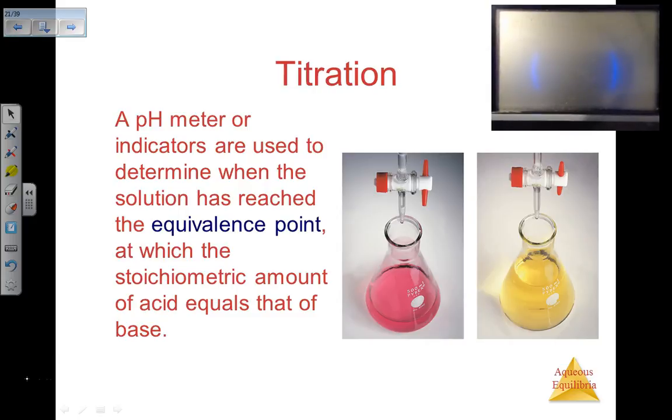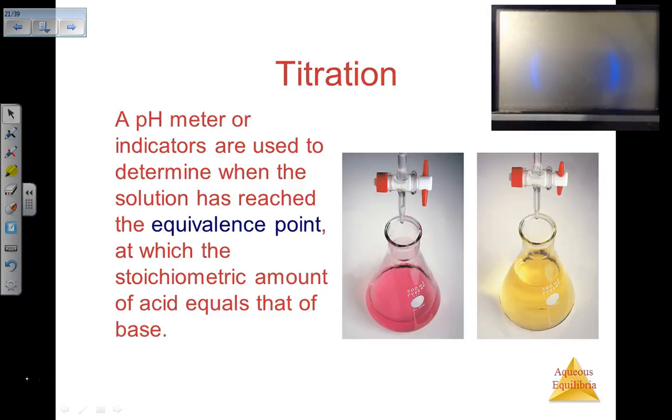Hey students, by the end of this video you will be able to know what a titration curve is and be able to calculate some or all of the pHs at some of the important points in the titration curve.